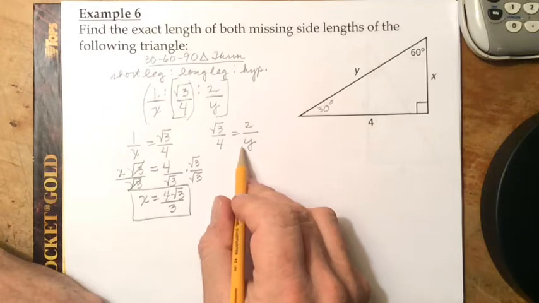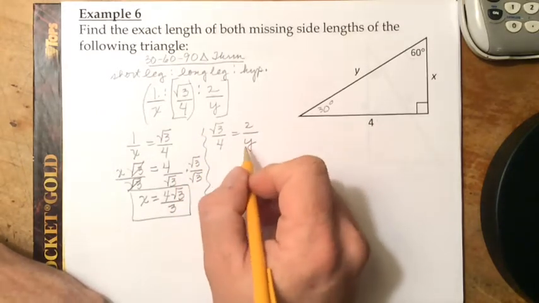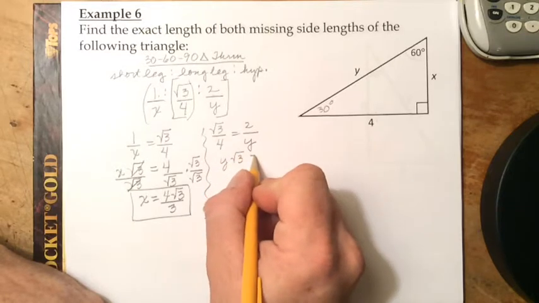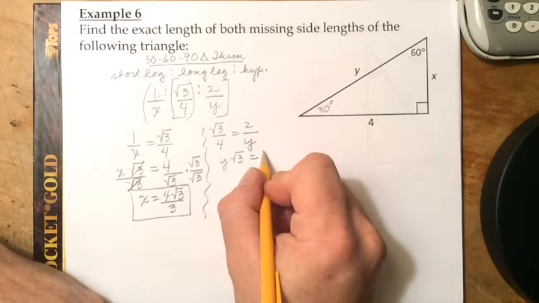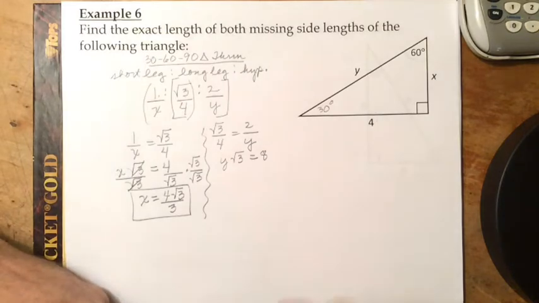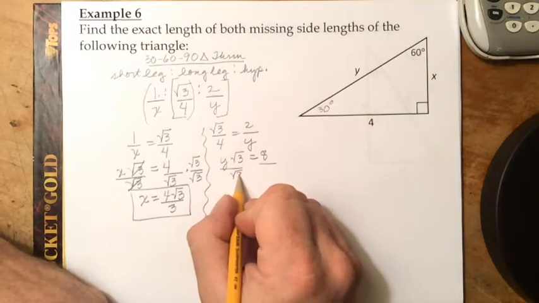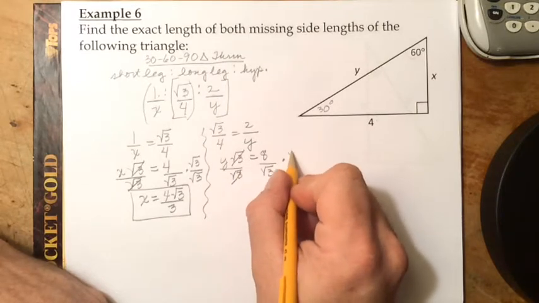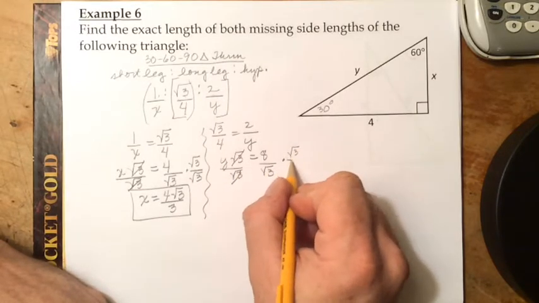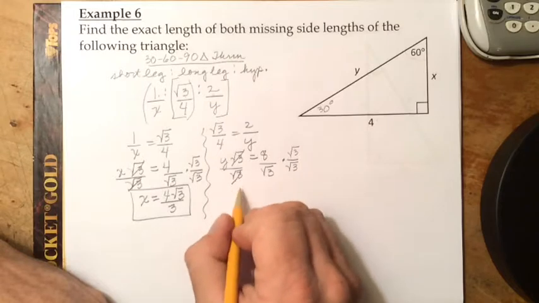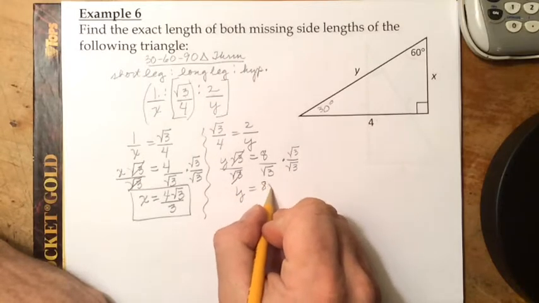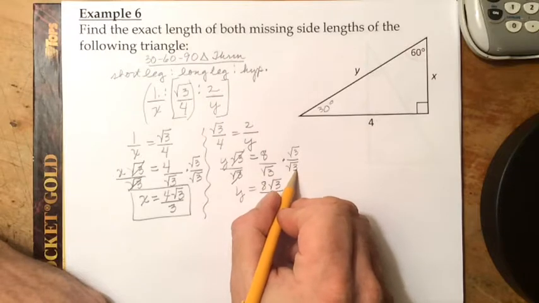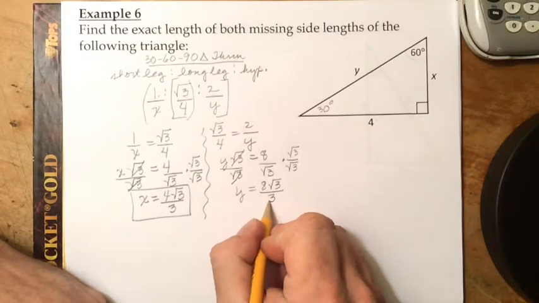For this proportion, cross multiply, we get y root 3 equals 4 times 2 is 8. Divide both sides by the square root of 3. Those divide out, rationalize to get rid of the square root over here in the denominator. Y is equal to 8 root 3 over the square root of 3 times square root of 3 is square root of 9, and the square root of 9 is 3 again.